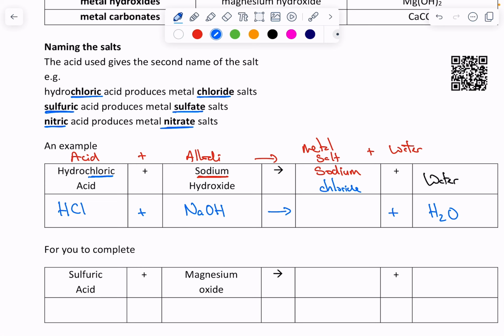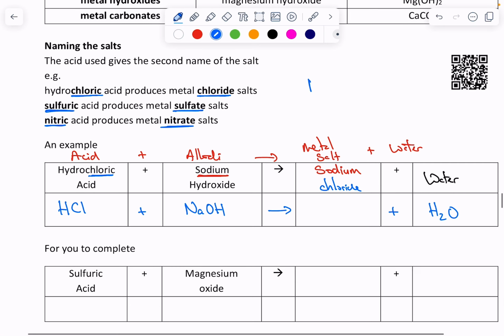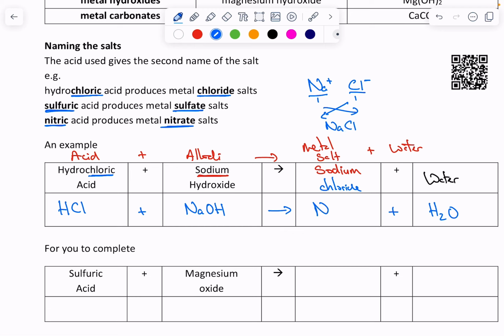Sodium chloride, if you can't remember the formula, not a problem. Sodium lives in group 1, so it's a +1 ion. Chloride is in group 7, so it's a -1 ion. They both want to make one bond. We cross them over, so you end up with Na gets number 1, Cl gets number 1, so it's just NaCl. So there's sodium chloride.